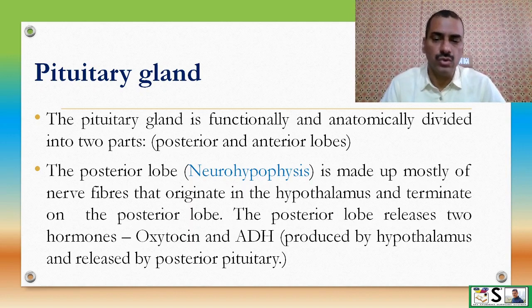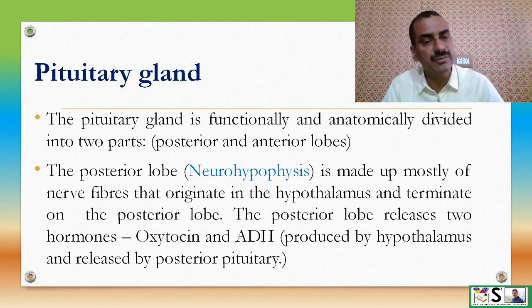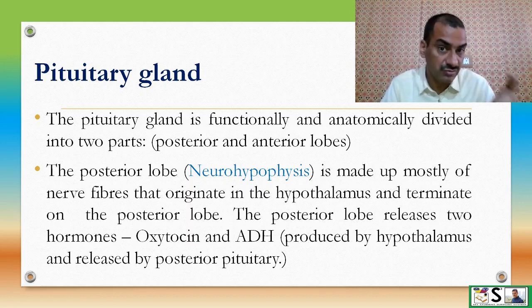The posterior lobe, also known as neurohypophysis, is made up mostly of nerve fibers that originate in the hypothalamus. The nerve fibers originate in the hypothalamus and terminate in the posterior lobe. Because it is made up of nerve fibers mostly, it is known as neurohypophysis.